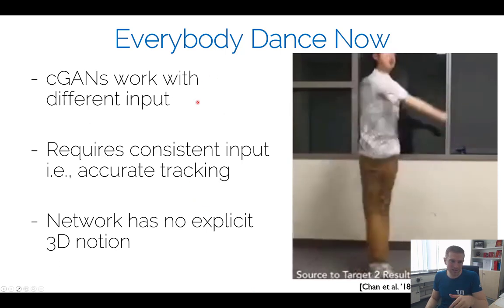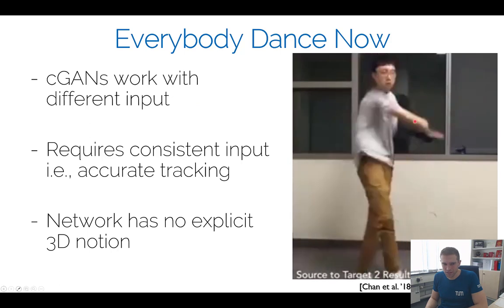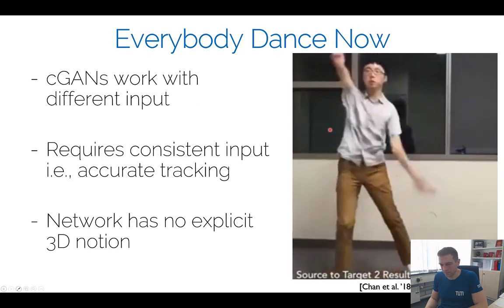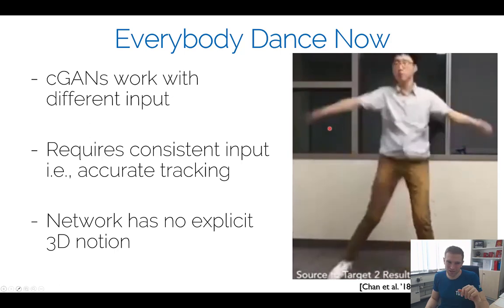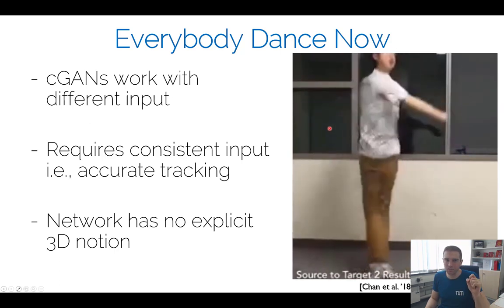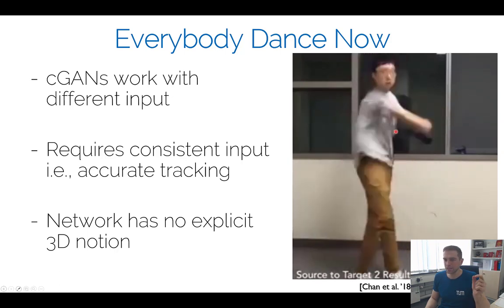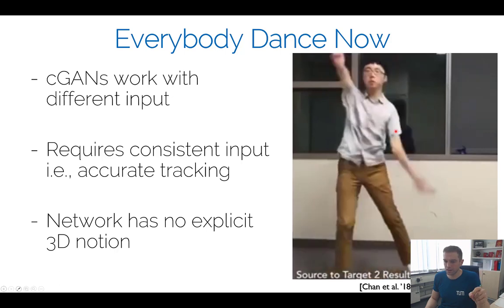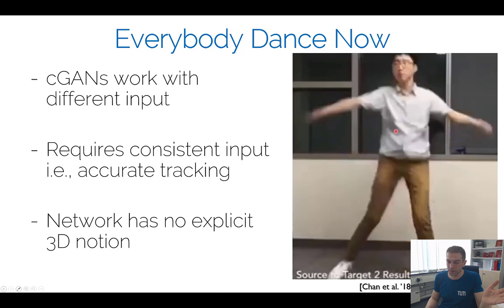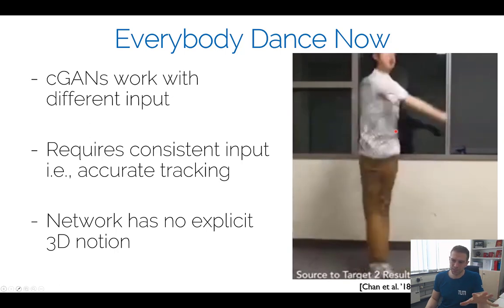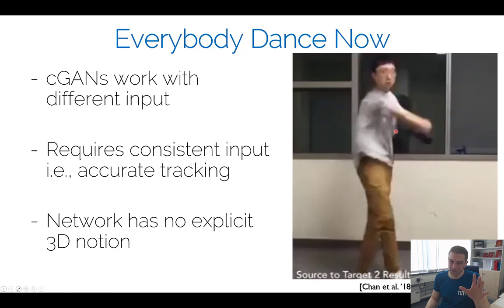The nice thing is, this works on different input. The problem you're seeing here is that the arms are pretty broken. And of course, I picked this example where it doesn't work so well. The reason I wanted to show that specific example is that the reason it doesn't work so well is because the tracker is not 100% accurate. If you had perfect tracking, I would expect this to work much better. For the faces, you would not see that, because the face tracking is more accurate than the bodies. By bodies, I mean the human skeleton.